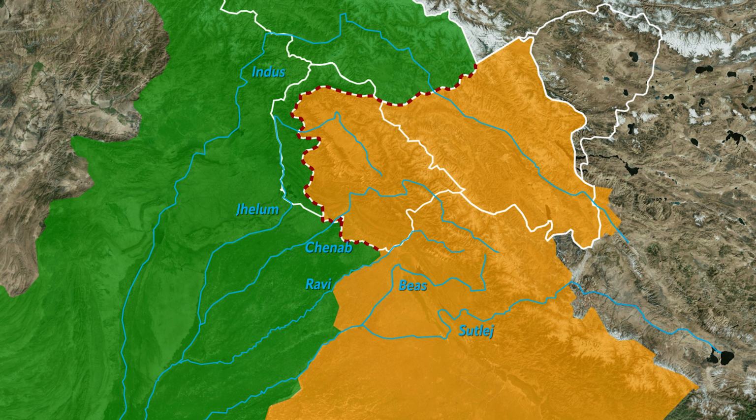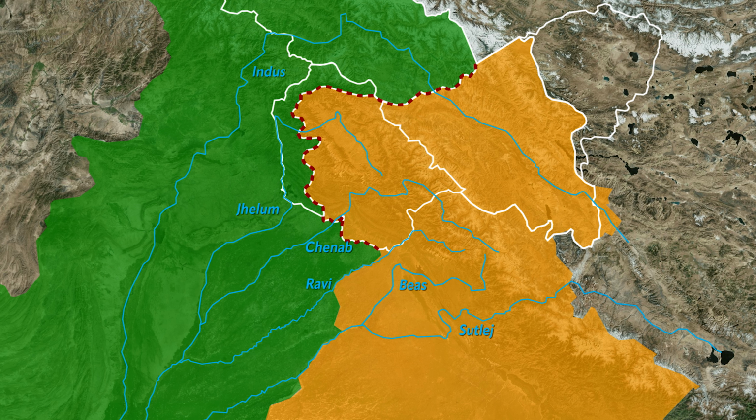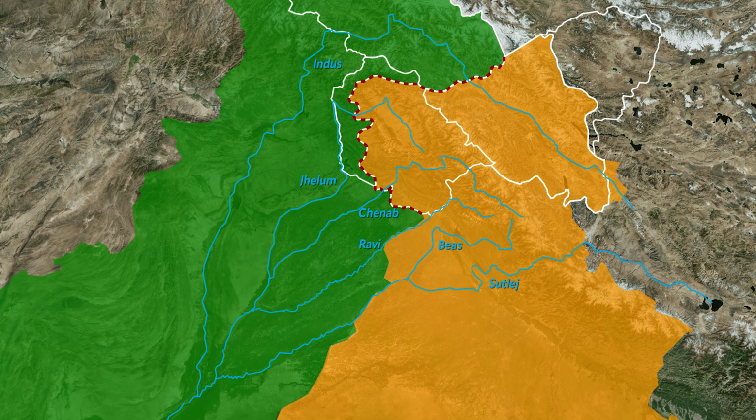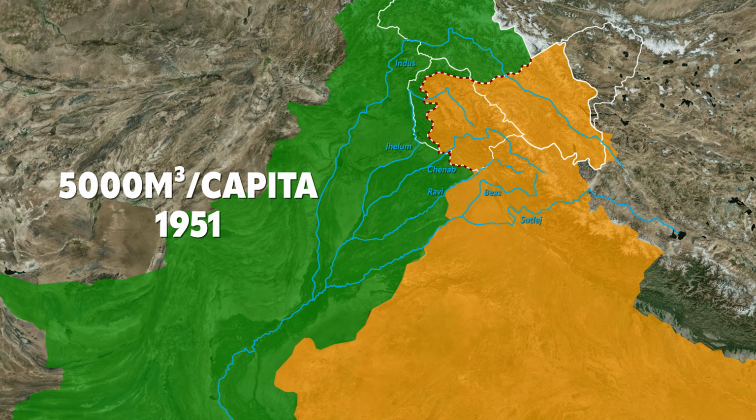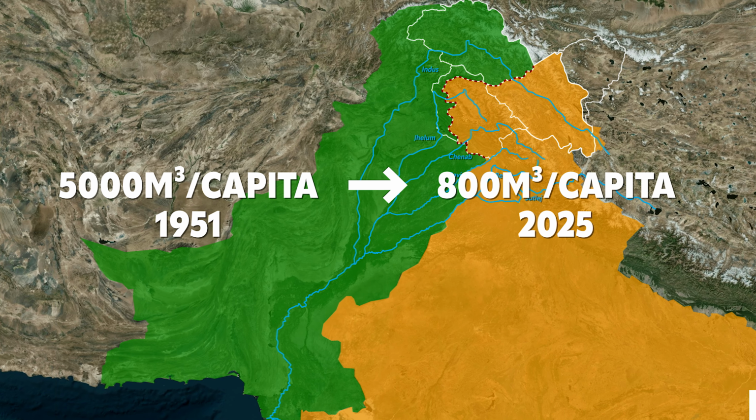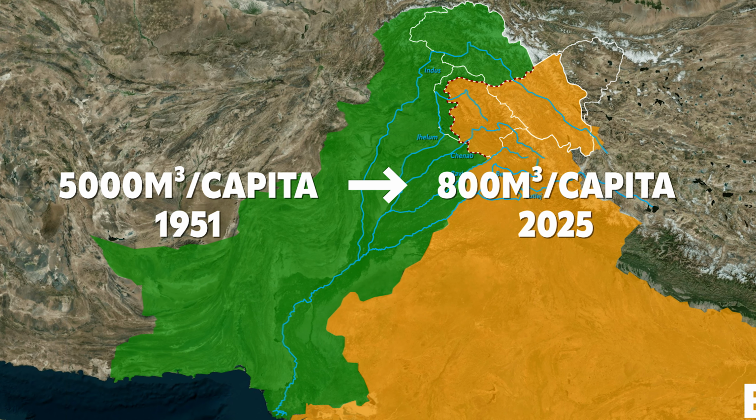Pakistan, for its part, is under water stress. As its population has grown rapidly, the amount of water available per capita has fallen sharply, from 5,000 cubic meters per capita in 1951 to an estimated 800 cubic meters in 2025.